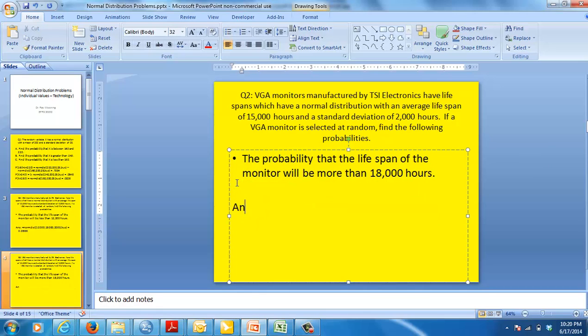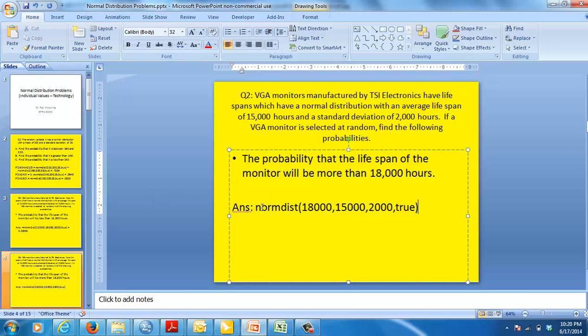The answer, we know that we need NORM.DIST because we don't have the standard normal distribution. Okay? What can you have? 18,000. Whoops, don't put the commas in because it will make it mess up. My mean is 15,000. My standard deviation is 2,000. And I'm saying true. This gives me what's less than it.